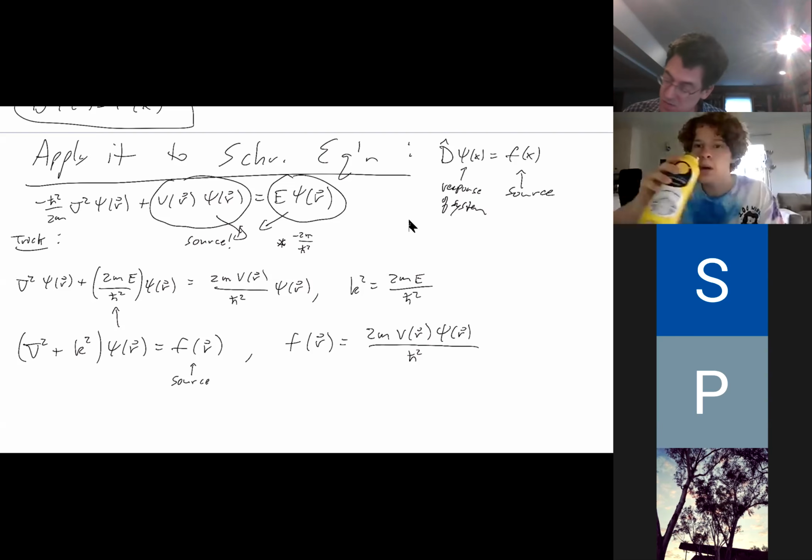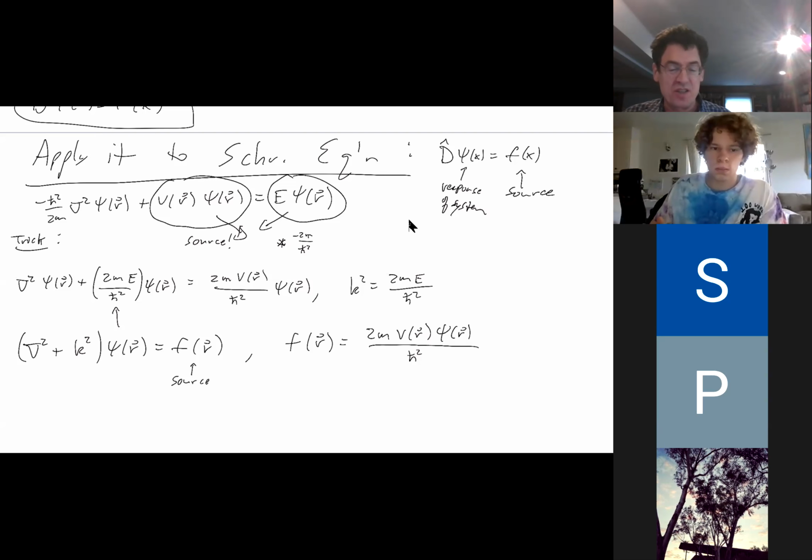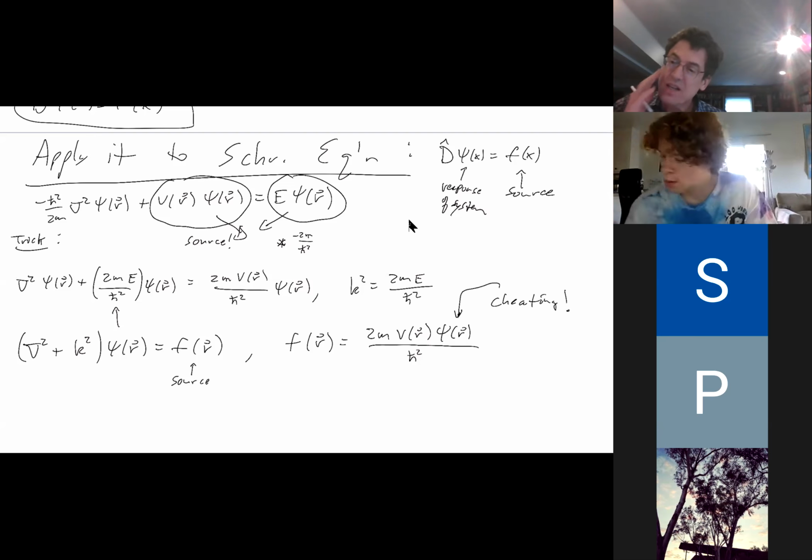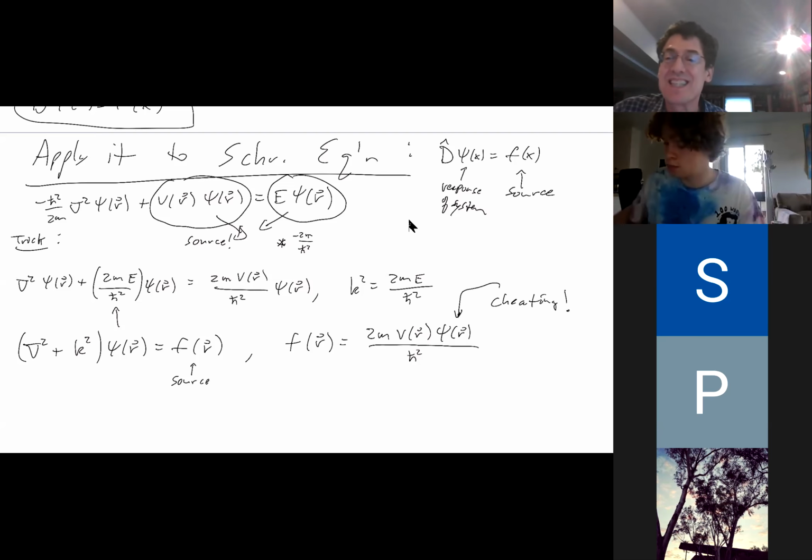Now, when you look at this, you should notice that we're sort of cheating. Can you see how I'm cheating when I set it up? There's a psi in the source, which is weird. Exactly, so we're kind of cheating because I put my solution in the source. That kind of messes things up.